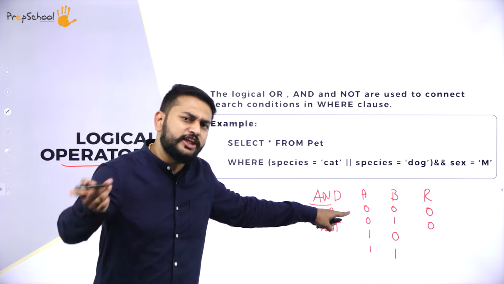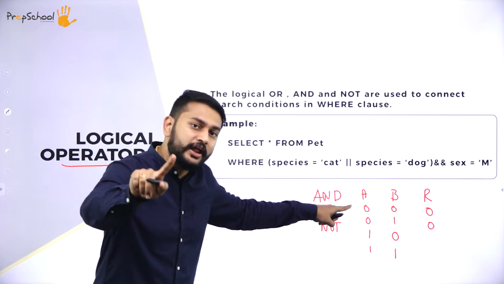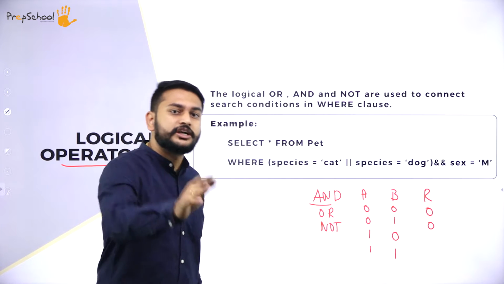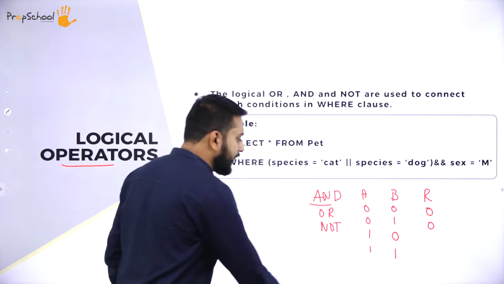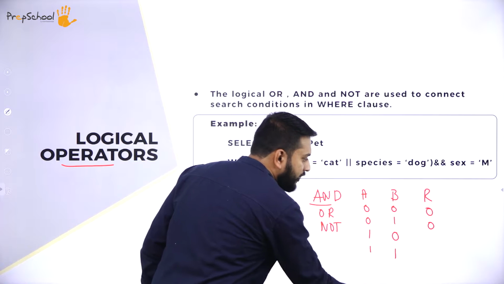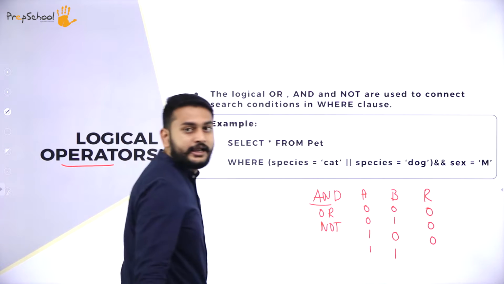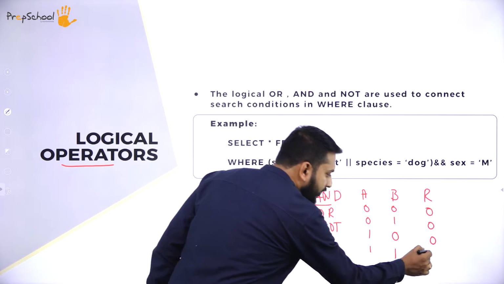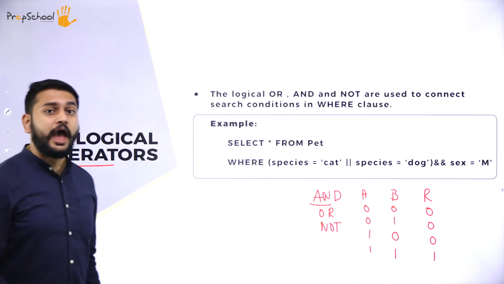Please understand. Any one input is 0, your result will be 0. So guys, here I have one input as 0, so obviously it should be 0. Both the inputs are 1, so then it is 1. This is how AND is working.